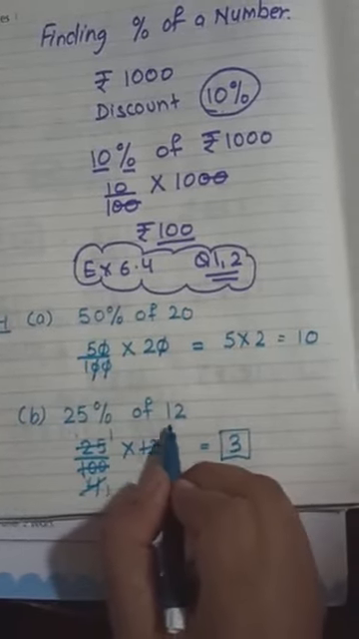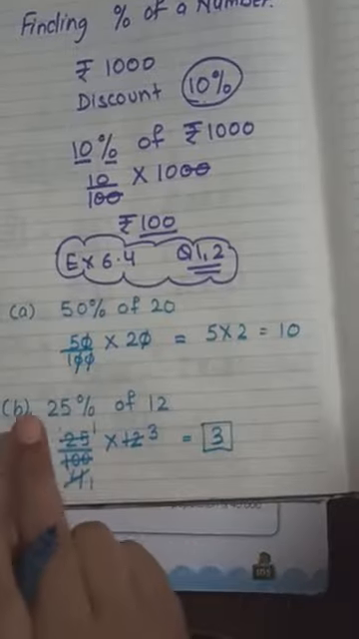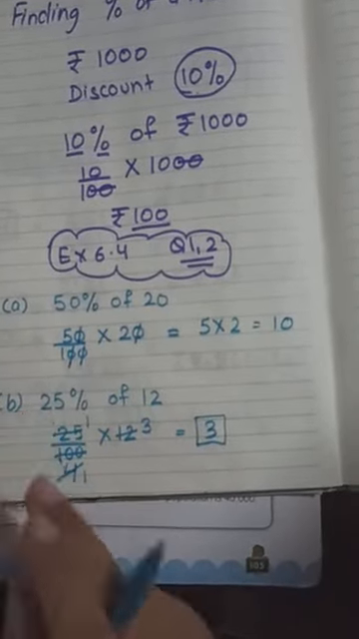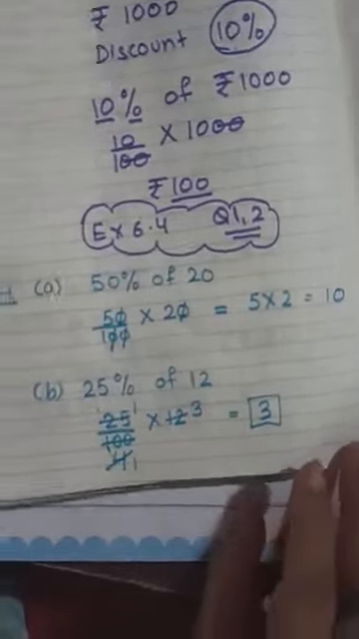So what is 25% of 12? 3. Children, yesterday I told you that 25% means 1/4. So you can check it that way also. What is 1/4 of 12? 3. Let's do E part.